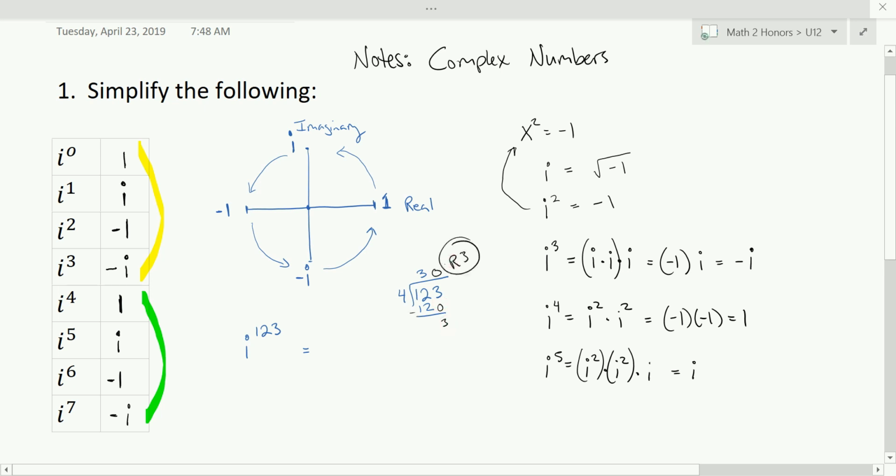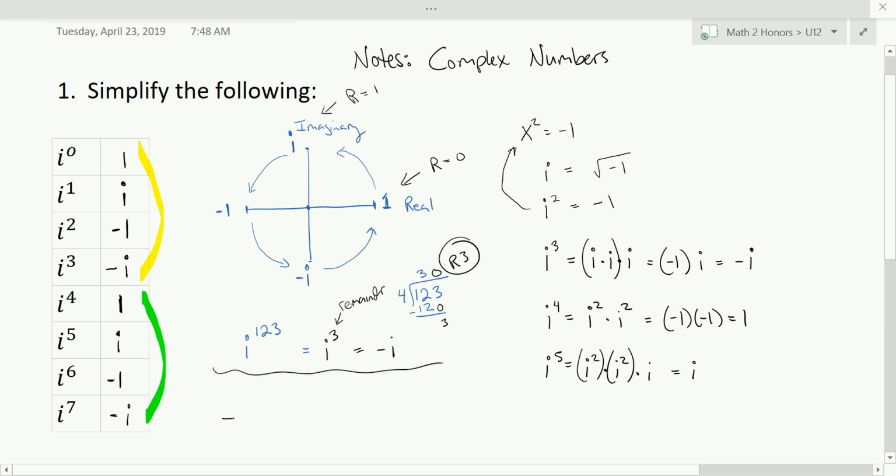And so the remainder is really what you're after. If the remainder is 0, you're at 1. If the remainder is 1, you're at i. If the remainder is 2, you're at -1. And if your remainder is 3, you're at negative i. And those are the only remainders you'll get if you're dividing by 4. So this is equivalent to i to the 3rd, because 3 is our remainder, and that's equal to negative i. Okay. How about that? Let's do one more.